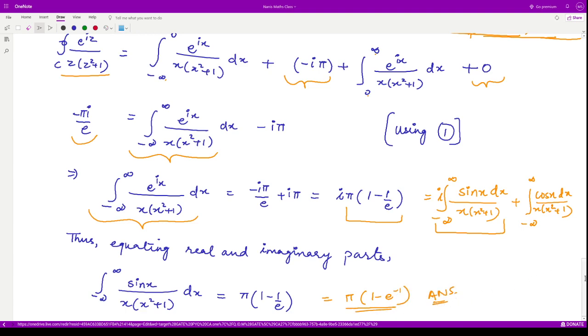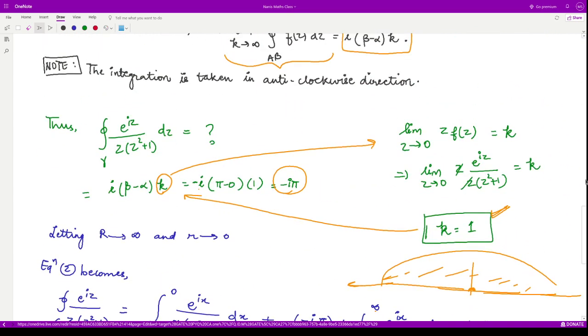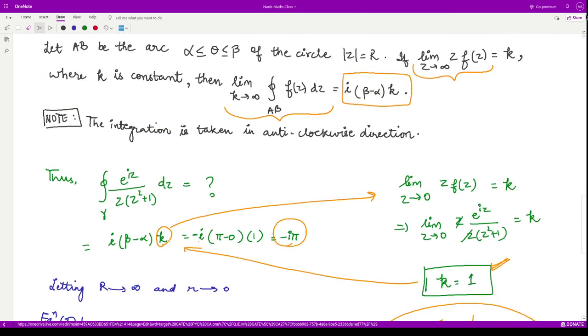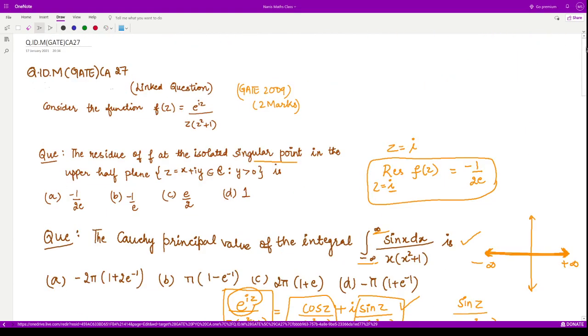So let us have a look at our options. From here, you can see clearly that option B is the correct option.